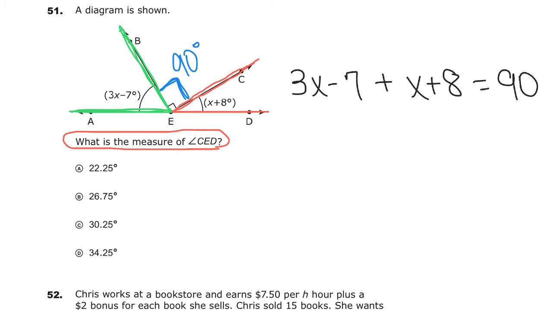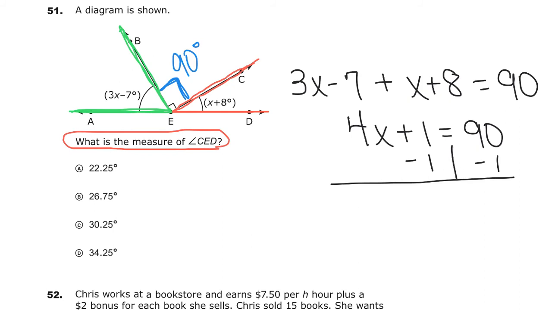Back to our equations. And it is combining like terms. So Eben, what is the combining like terms since you brought that up? 4x plus 1 equals 90. And we want to solve this. Subtract 1 from both sides. 4x equals 89. Very good. Divide both by 4. You got x equals 22.25.